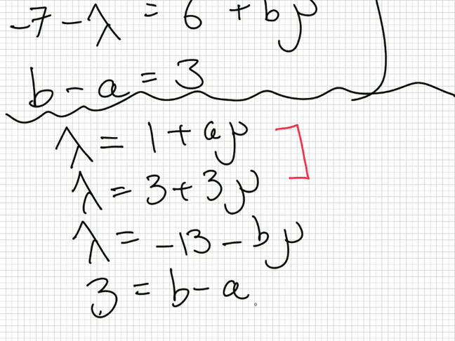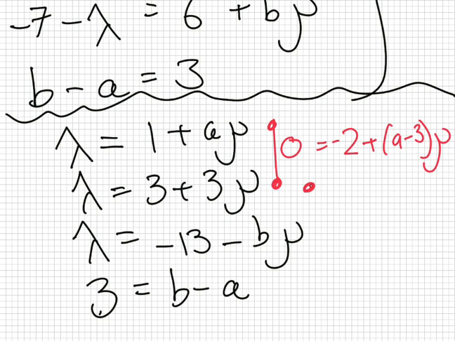So how do I cancel the lambda in the first two? What should I do? Subtract them, or make them equal. So lambda minus lambda, 0. 1 minus 3, minus 2. And then A mu minus 3 mu, what's that? A minus 3. A minus 3 mu.